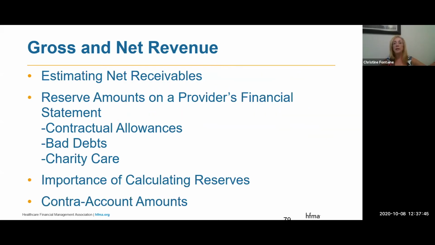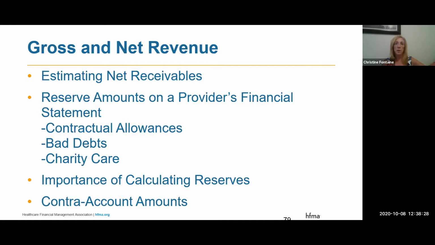So, to estimate net receivable, we talked about already what needs to go in there. Reserves for bad debt are estimated by considering the health plan groups and the age of the receivables. For example, self-pay accounts may be fully reserved at 100% 120 days from the first bill. The importance of calculating reserves is to represent that the older the AR, the less chance that you're going to collect it, both from a patient and from insurances. And so you need to start taking reserves.